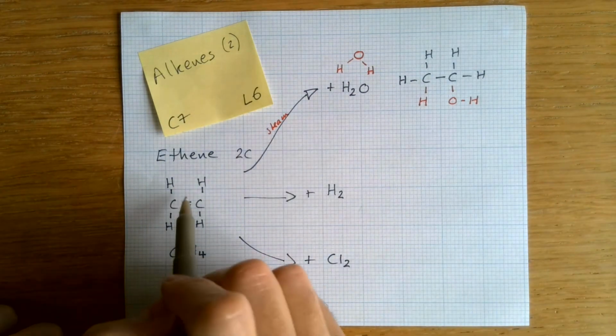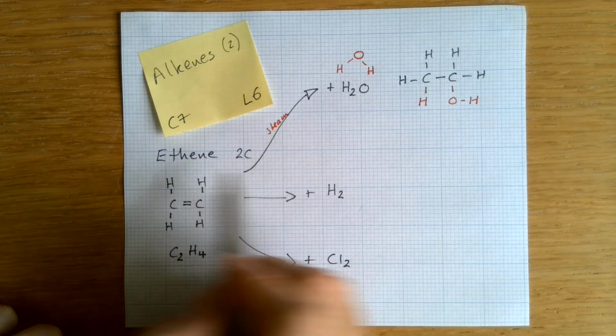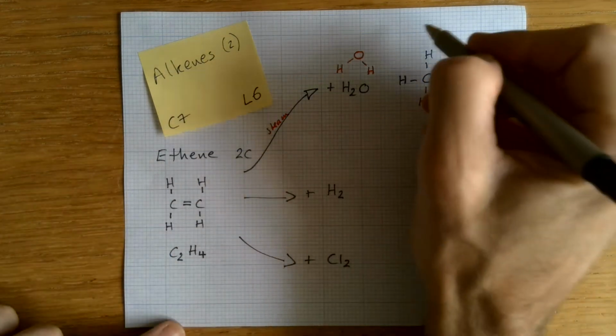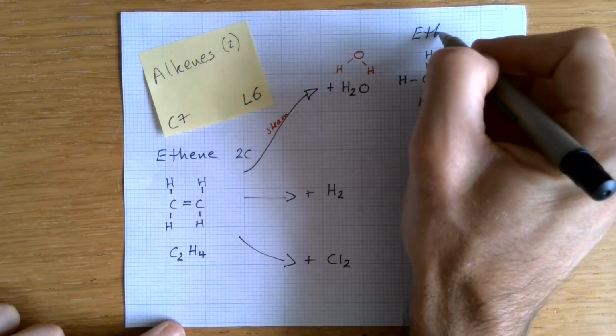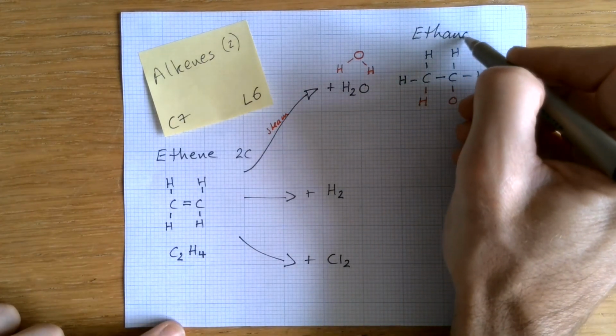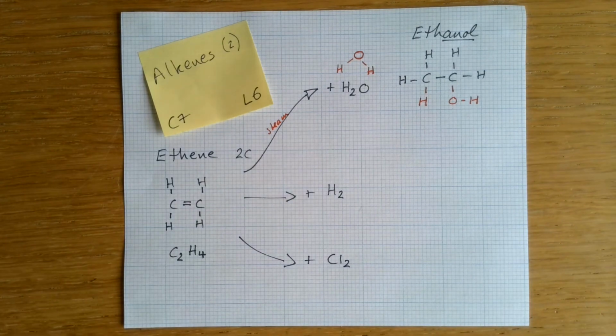And ethene, when it reacts with water, forms an alcohol. And to name the alcohol is really easy. We take the first part of the name of the alkene, so it's eth, and because it's an alcohol, we then call it ethanol. So we just changed the name at the end from ethene to ethanol.